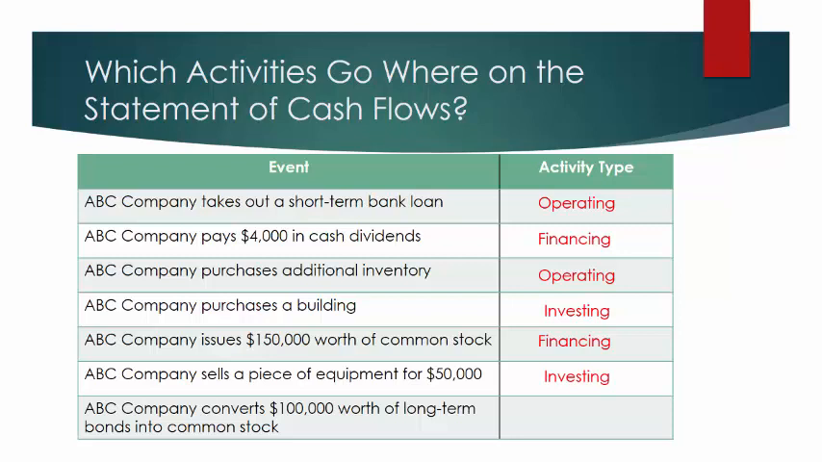And then lastly, if ABC Company converted $100,000 worth of long-term bonds into common stock, what section would this appear in? Well, long-term bonds and long-term debt would show up typically in the financing section. Common stock is an equity account, and equity accounts also show up in the financing section. But since both of these things involve financing, we would put this in the financing section, right? Not so fast. And the reason being, no cash is actually changing hands in this transaction.